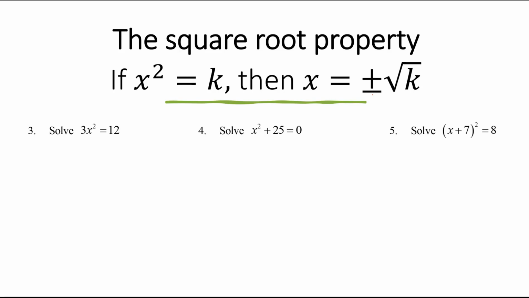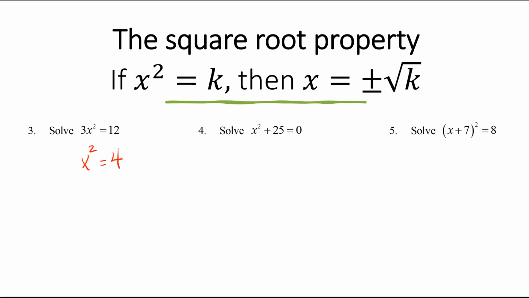If we can get one side of the equation to be a perfect square, we can take the square root on both sides to solve for x. So in this first one, solve 3x squared equals 12, we can divide both sides by 3. 3 is not 0, and we get x squared equals 4.